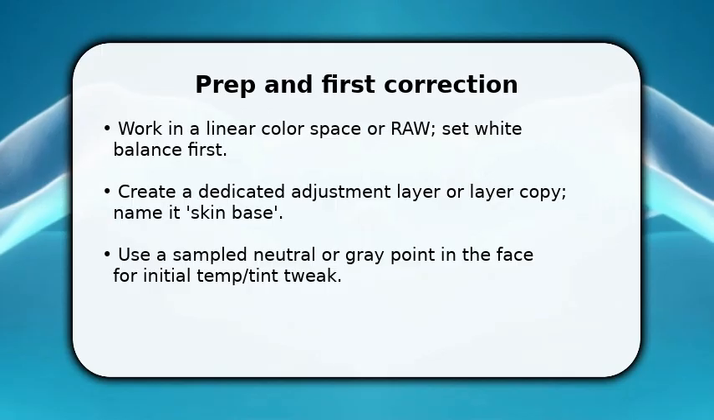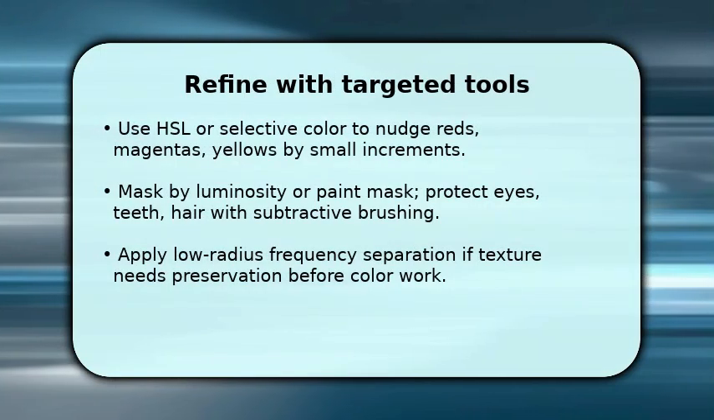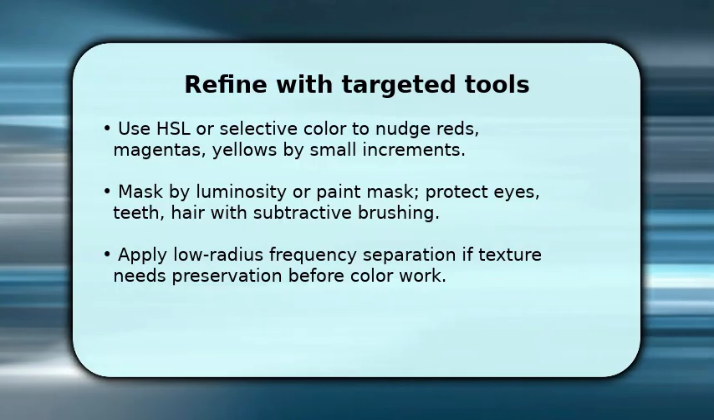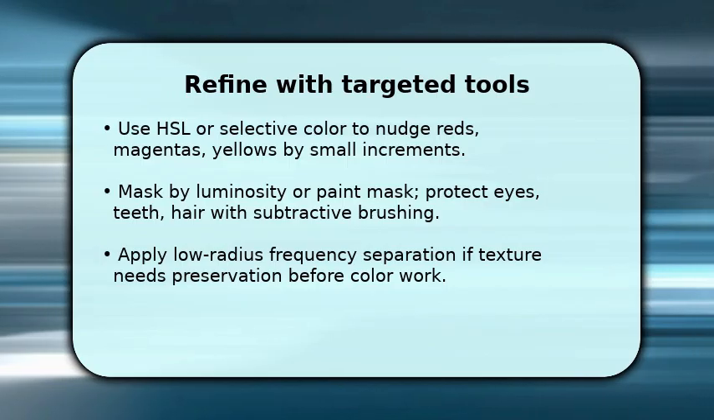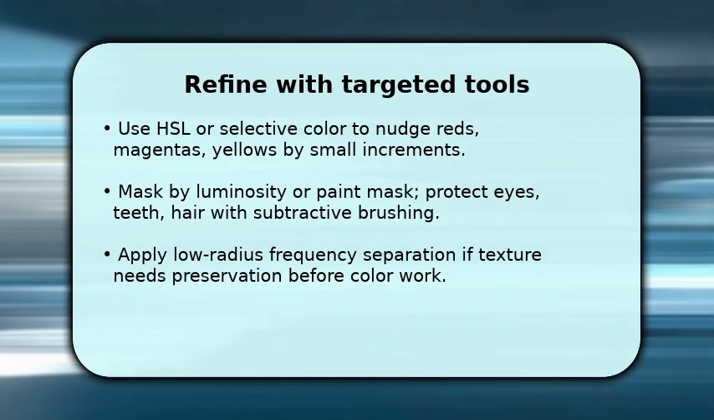Now refine color locally. Switch to HSL or selective color and nudge reds toward warmer tones and reduce green/magenta bias by tiny amounts. Small moves matter. Create a mask that isolates skin using color range or luminosity selections and subtract eyes, lips, and hair so you only affect the skin plane. Once the mask is clean, apply gentle saturation and hue shifts while preserving midtones.